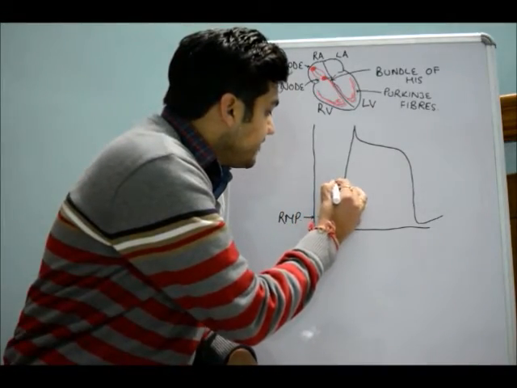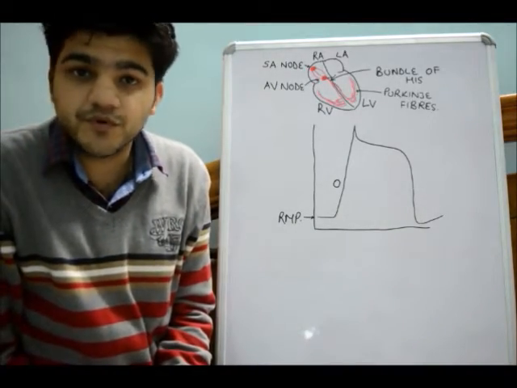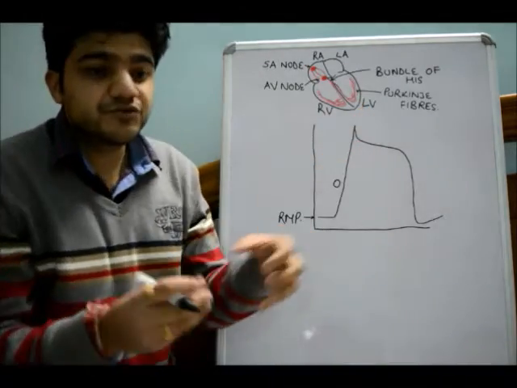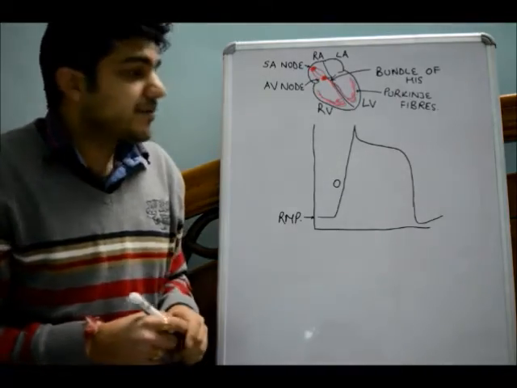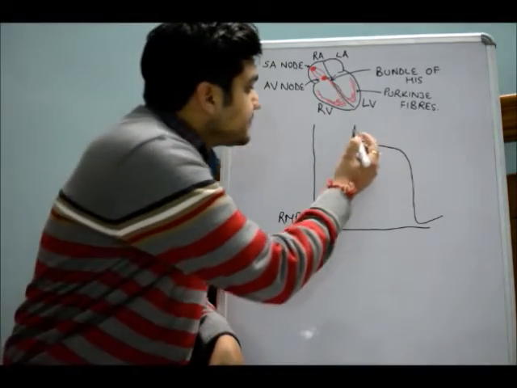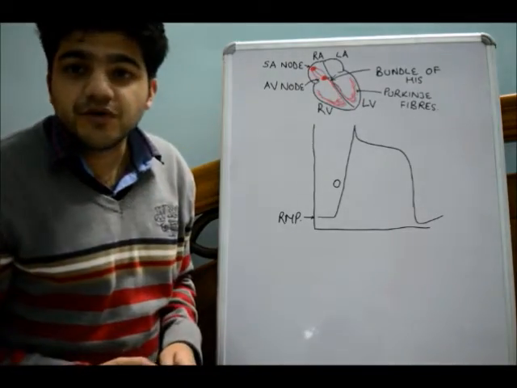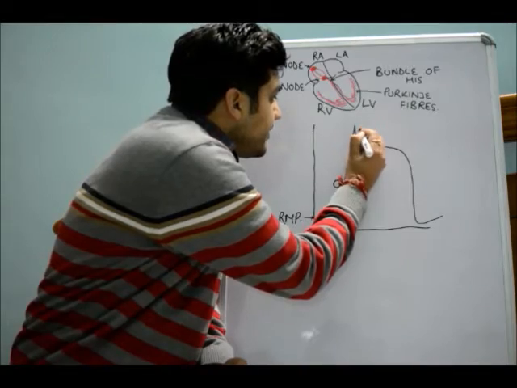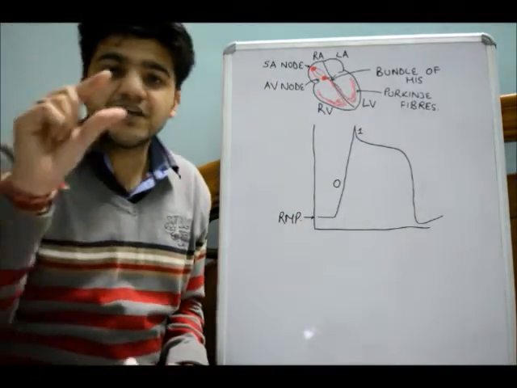So this, from here to here, this part is contributed by the sodium channel opening, and it is called phase 0 depolarization. Now when it reaches the maximum point, when all the sodium channels are closed or inactivated, what happens? The next thing is, there is a rapid downfall of this potential. This is called phase 1 repolarization.